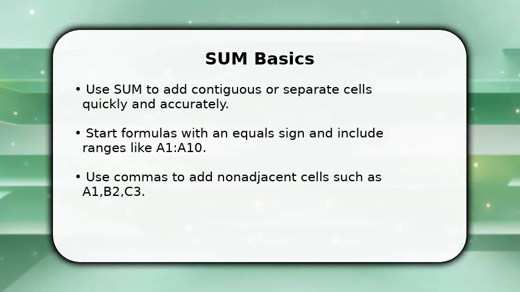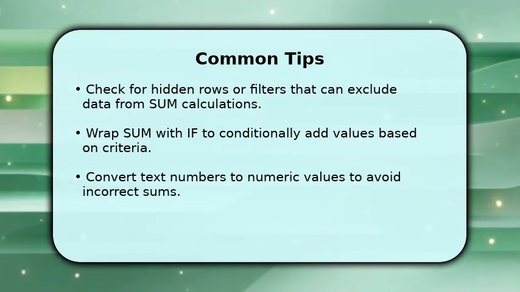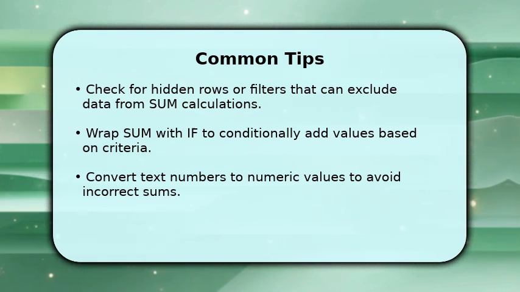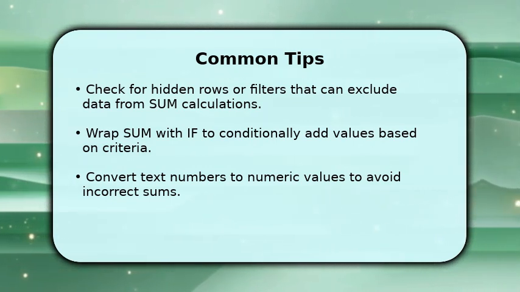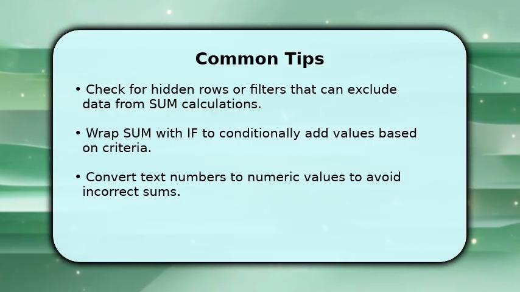Use the Auto Sum button for quick totals and double-click the fill handle. Start by verifying there are no hidden rows or active filters that change your SUM results. If you need conditional totals, use SUMIFS to add only values that meet specific criteria, like category or date.